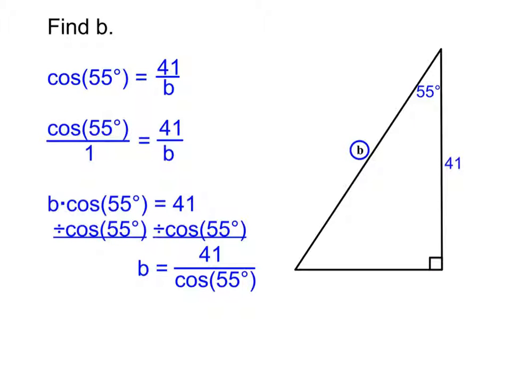And so when we do that division, we end up with 41 over cosine of 55. Since it's now the b equals, I now can go ahead and just plug that in my calculator to get the value. In this case, that gives us about 71.48. And we're done.